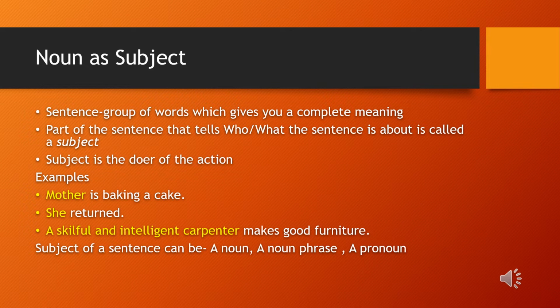Skillful and intelligent carpenter. So, in the first sentence, the noun mother is the subject. In the second sentence, she returned, the pronoun she is the subject. Whereas in the third sentence, the group of words are functioning as a noun, and that is called a noun phrase. So, subject of a sentence can be a noun, it can be a noun phrase, or it can be a pronoun.